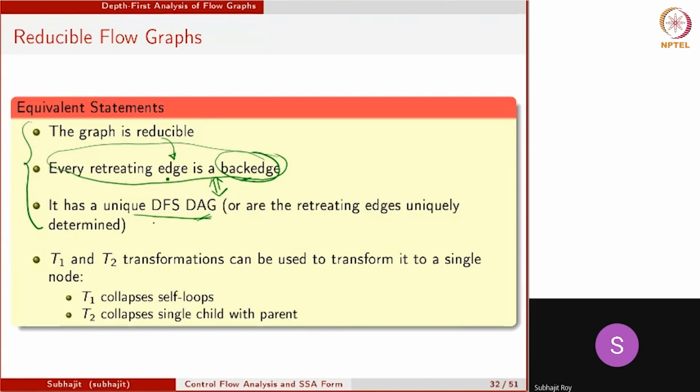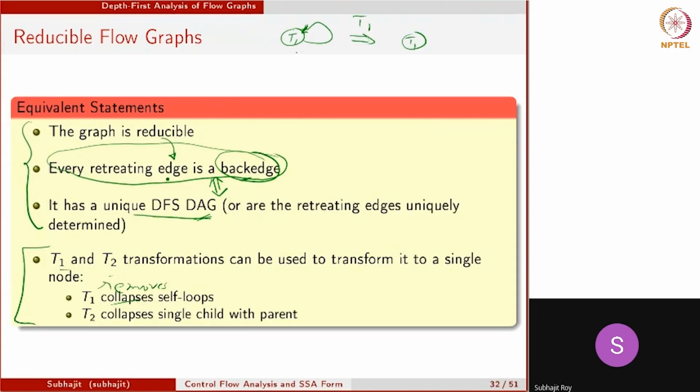And there is this very interesting thing that you can do. There are something called the T1 and T2 transformations. I'm not sure if you have this analysis in your syllabus, but these transformations look like this. If you have a node T1 with a self loop on itself, then you can apply the T1 transformation and simply remove the self loop.